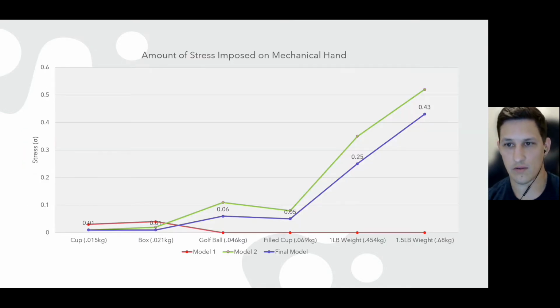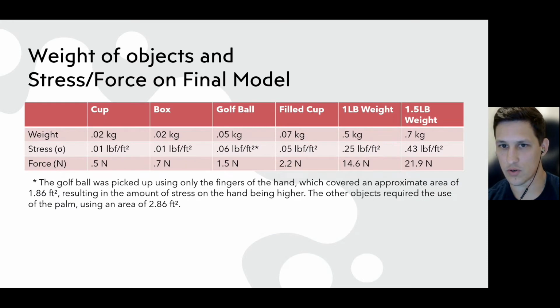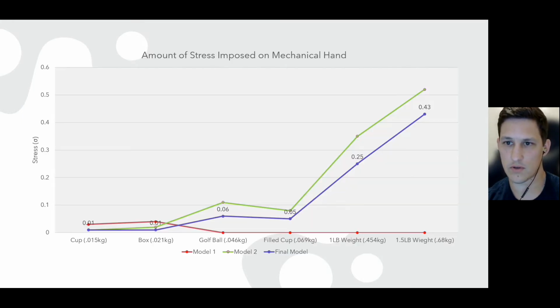And this is a line graph showing an example of the last table, but this only shows the stress of the final model, and this shows the stress that we calculated for each one of the models. And you'll see that model 1 had the most amount of stress applied to it at the beginning, and then it drops off because it wasn't able to pick up and we weren't able to manipulate any of the other objects with our first model.